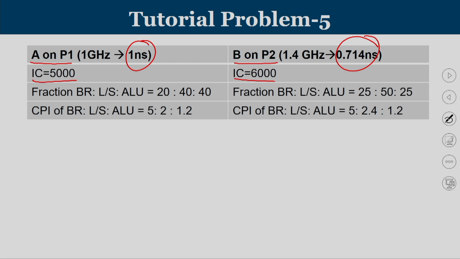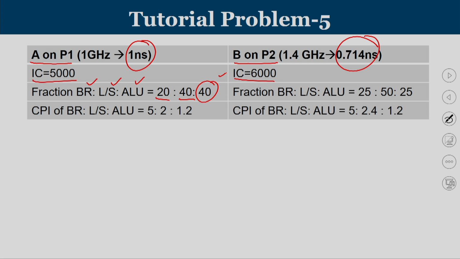Now, there are three categories of instructions. They are branch instruction, load store instruction, and ALU instruction. It is mentioned in the question that there are 20% of branch instruction in program A and 40% of them are load store instruction. The balance is ALU instruction. So, out of the 100% instruction, if 20% is branch and 40% is load store, then the balance 40% is your ALU.